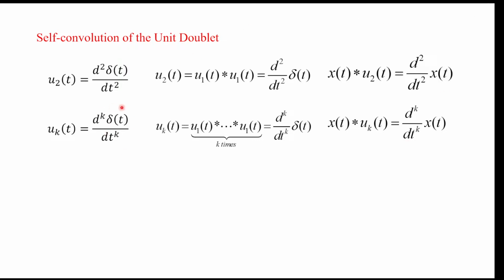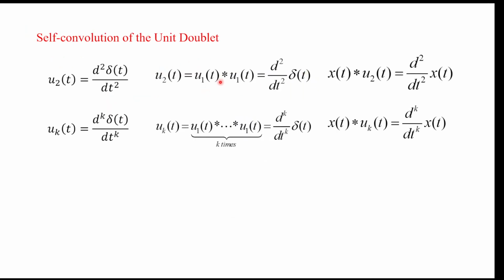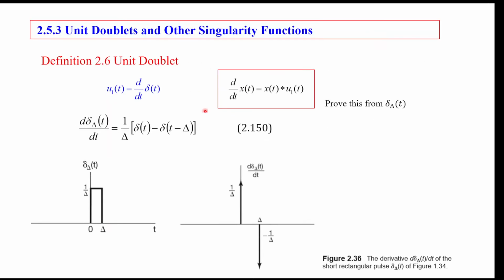They are the derivatives of the delta function. And here we try to get a bit more intuition about just u1 of t, the unit doublet. This u1 of t gives you the derivative. And u1 of t is d/dt of delta of t, and it gives us that dx/dt equals x of t convolved with u1 of t.